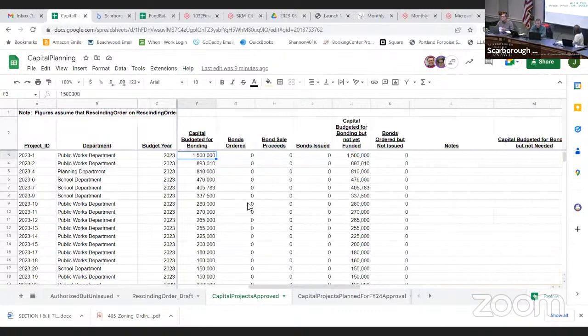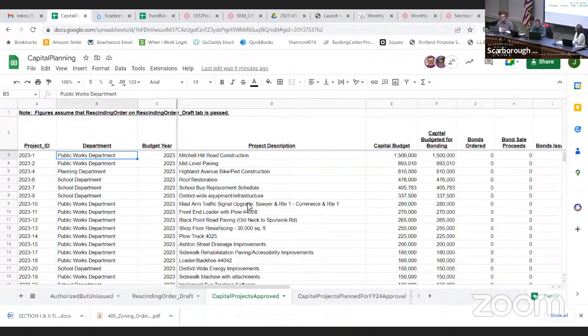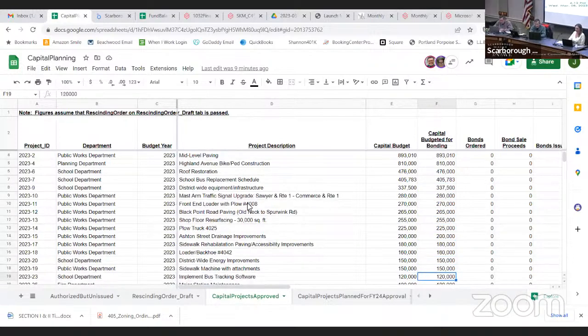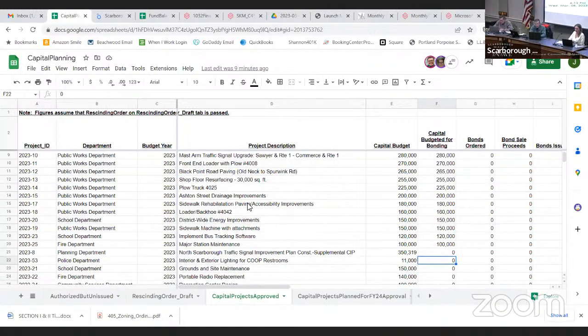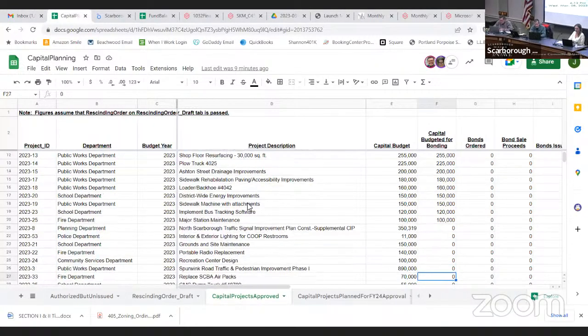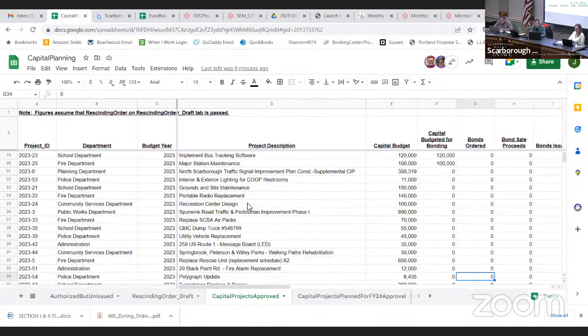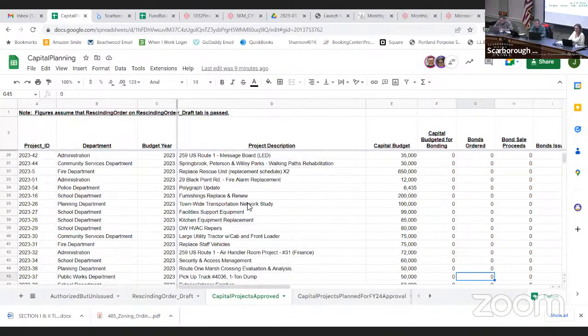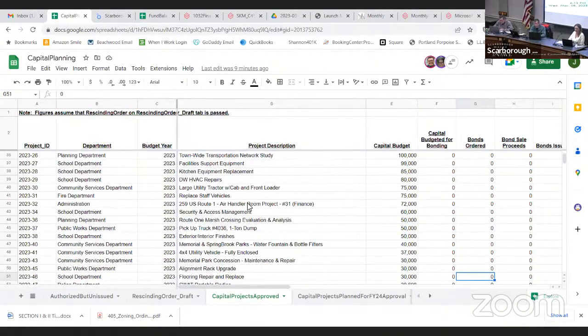Now, this worksheet has every project that's been approved in the budget over the past 15, 16 years. It also assumes that the rescinding order has been passed. Otherwise, there would be open authorization. A lot of these projects are from 2023 up at the top, sorted by year and by size. Pretty much nothing in 2022 or 2023 has been authorized for bonding as yet, so I expect those are probably going to be on the next list.